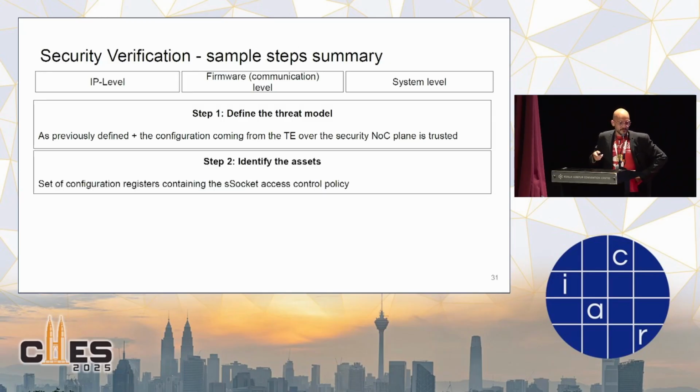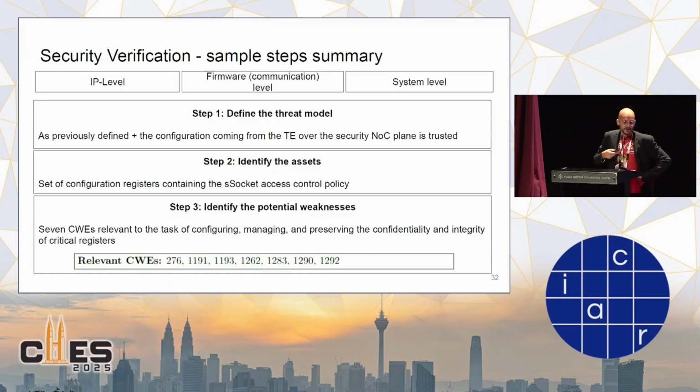Following, we identify the assets. In this case, the assets for us are the registers that are internal to the security sockets and contain the local access control policy. And then we identify the potential weaknesses. To do that, we look into the CWEs, and we did a manual process for selecting the CWEs for this project. There are methodologies for automating that, of course, but in our case, we wanted to be sure to evaluate all of the CWEs, so we did a manual process to analyze them.